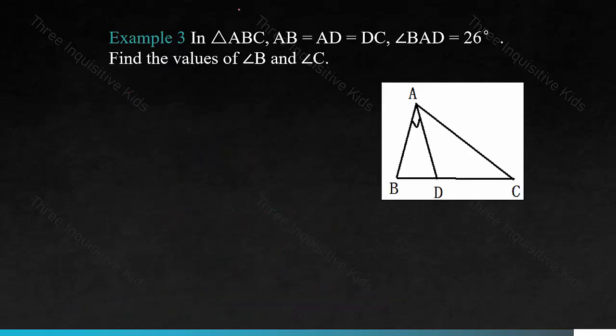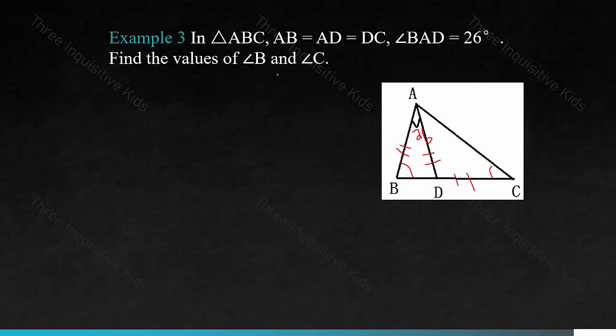Example 3. In triangle ABC, AB equals AD equals DC. Angle BAD equals 26 degrees. Find the values of angle B and angle C. So I want you to find the values of angle B and angle C. We know that angle BAD equals 26 degrees. AB equals AD equals DC. So we can mark that out over here.